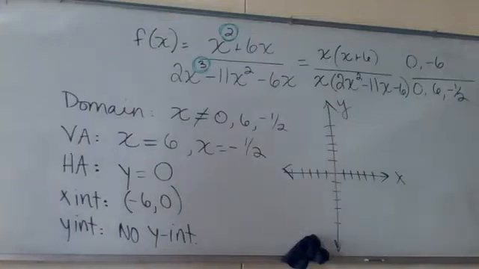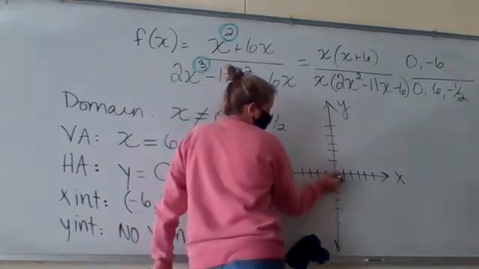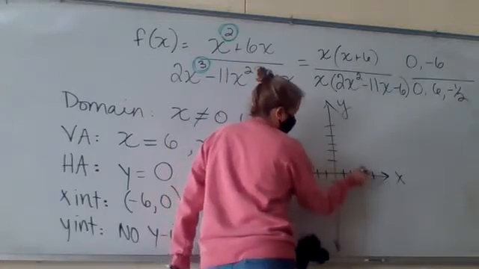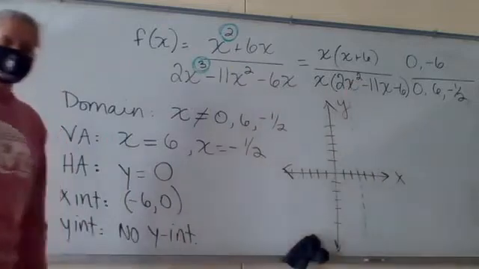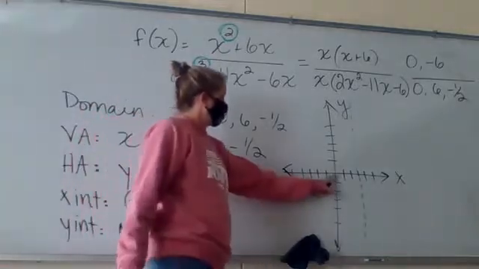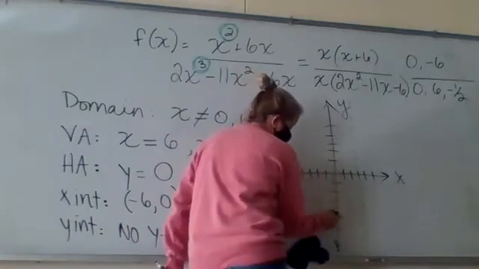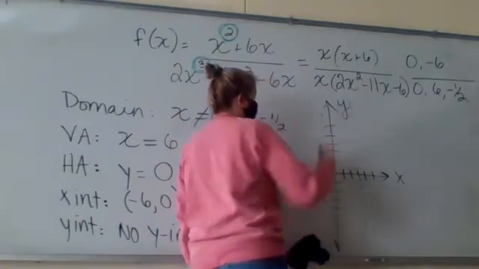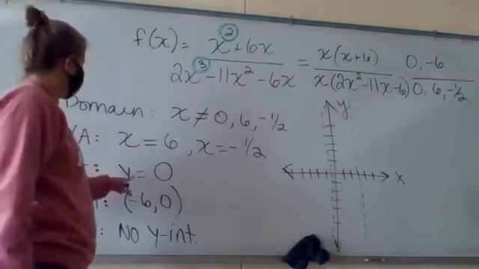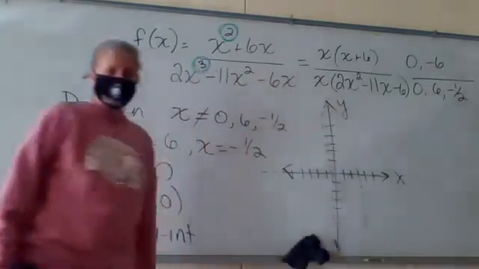So the first thing I'm going to do is put in my vertical asymptotes. There's one at +6. So if they're going by 2s, this will be 2, 4, 6. So there's a vertical asymptote here. There's also a vertical asymptote at -1/2, which means that these are going by 2s, and that's -2 right there. -1/2 is just going to be real close to the origin there. So there's another vertical asymptote. Now let's put in my horizontal asymptote, y equals 0. Here's where y equals 0, this horizontal line, which is actually the x-axis.